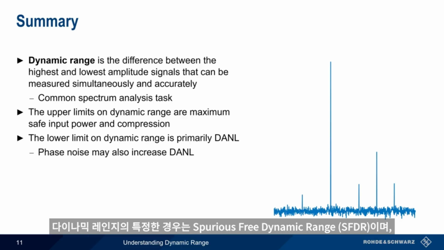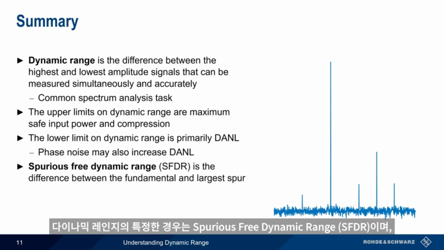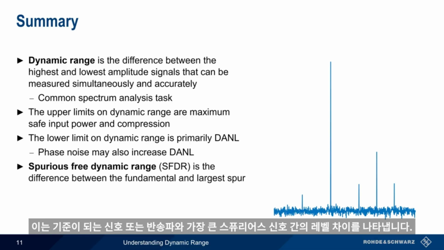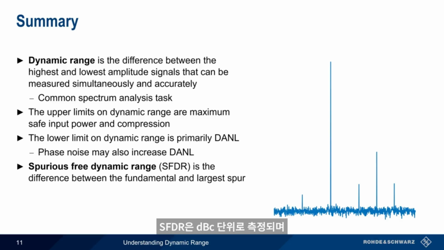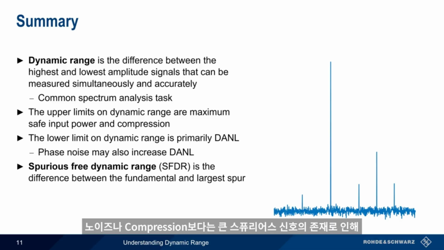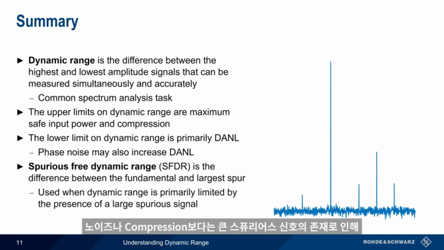A special case of dynamic range is spurious free dynamic range, which is the difference in amplitude between a fundamental signal, or a carrier, and the largest spurious signal. Spurious free dynamic range is measured in units of dBc, and is most often used when dynamic range is limited by the presence of a large spurious signal, rather than by noise or compression.